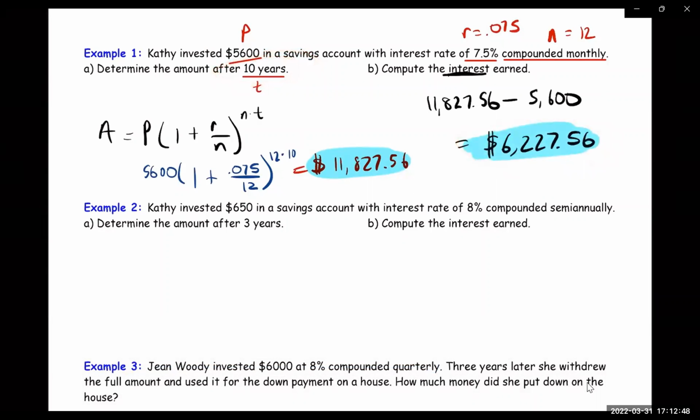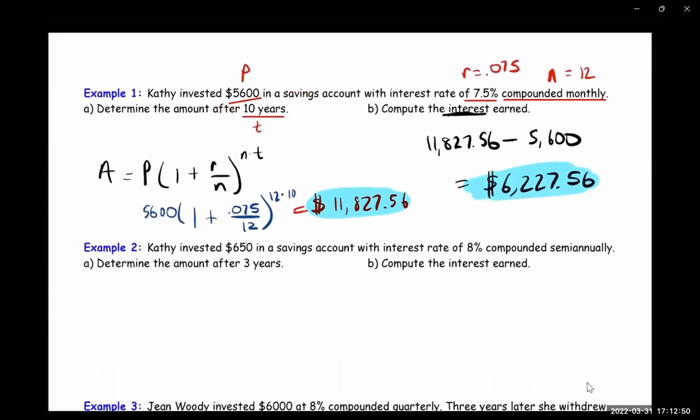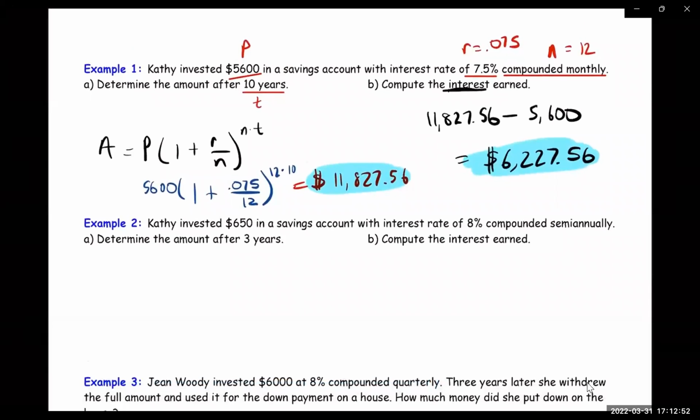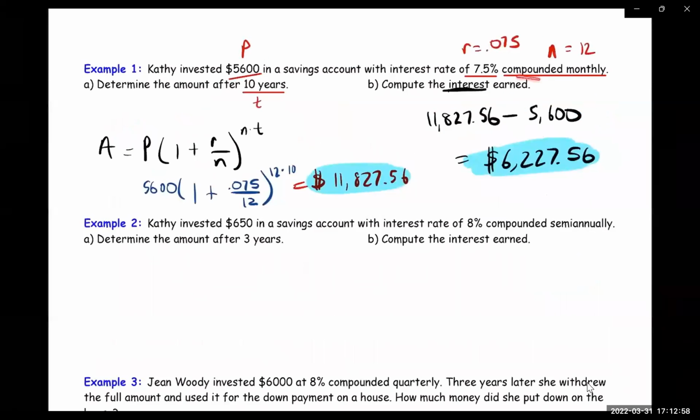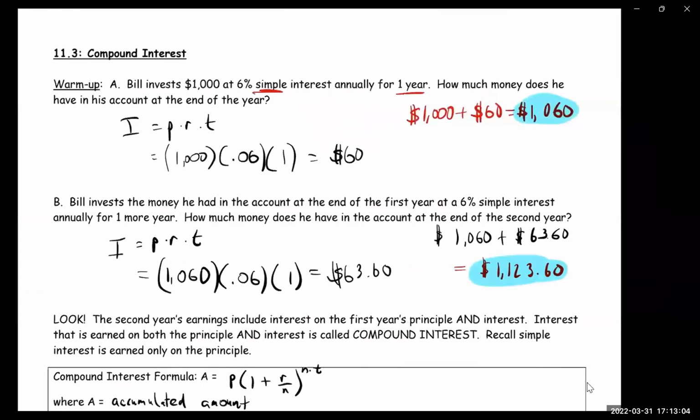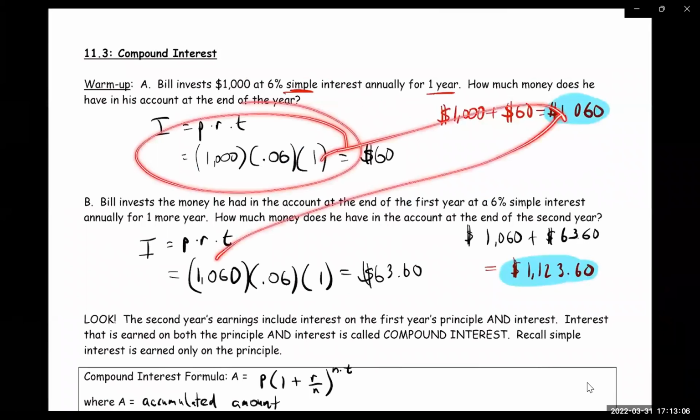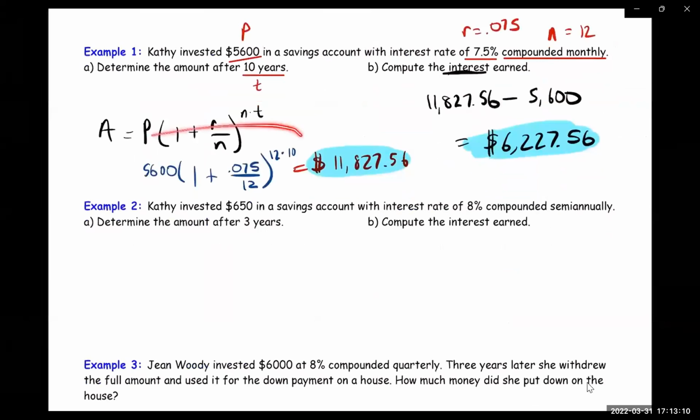All right, let's look at the next one. So that's why this formula is helpful. Otherwise, you would have had to do this simple interest formula a lot of times. You would have had to do it 12 times for every year, and there's 10 years. So 12 times 10, you would have had to do this 120 times and then add it 120 times. So instead, you only have to do it one time in this nice formula.